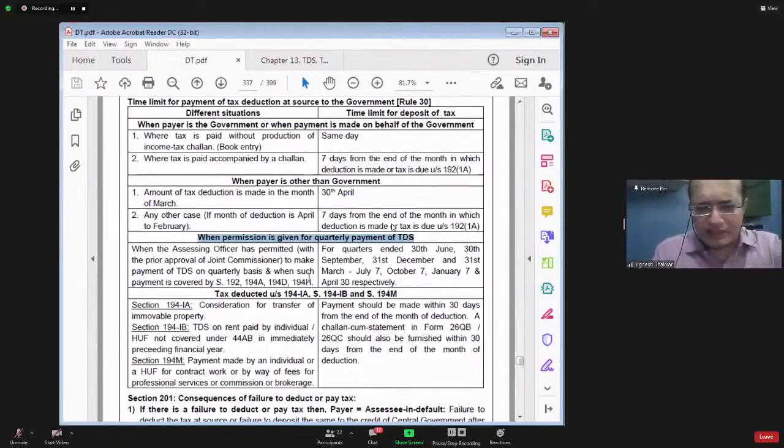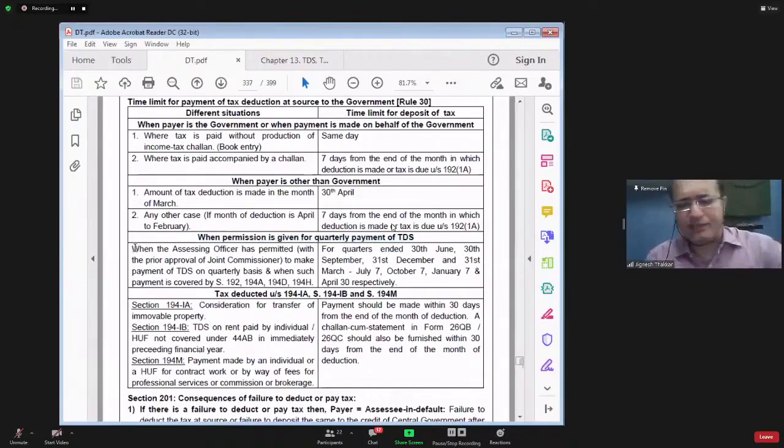But in certain cases where the TDS amount is too small and the number of transactions is too few, the payer can give an application to the income tax department saying, please allow me to pay the TDS amount on a quarterly basis instead of monthly basis. Such an application can be submitted by the payer to the income tax department.